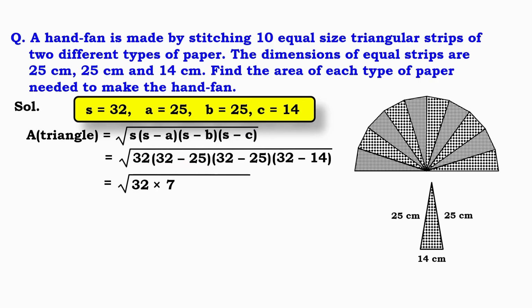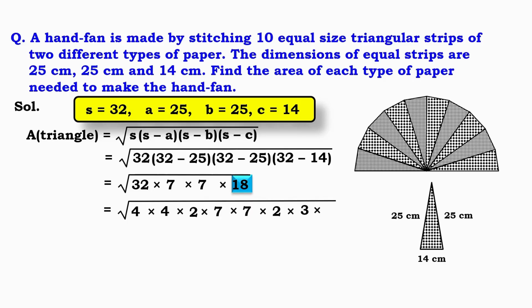So 32 into 7 into 7 into 18. Now 32 means 4 into 4 into 2. And 18 means 2 into 3 into 3. Now let's make the pair. So the final answer we are getting for the triangle is 168 centimeter square.